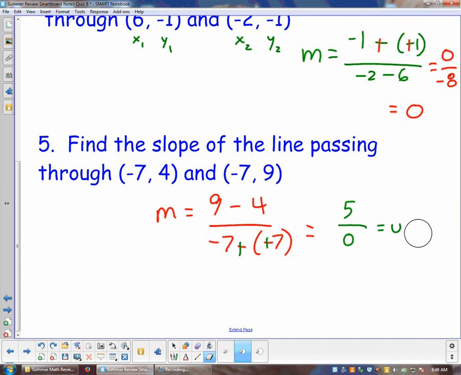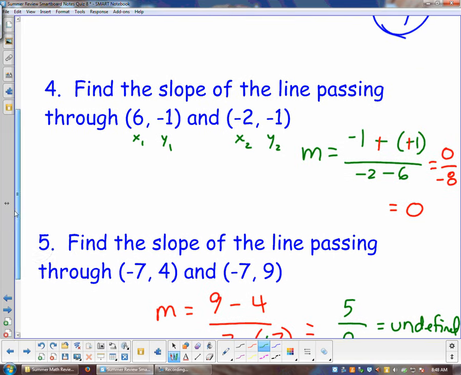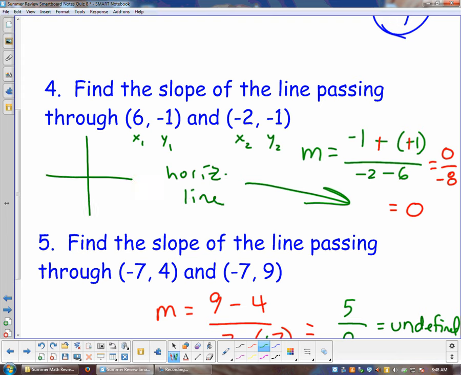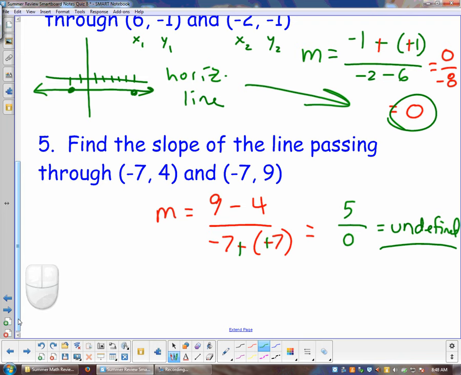Let me try and write that a little bit neater. Undefined. All right. And if you tried to do that on your calculator, you would get some kind of error message. All right. So just so you know, this line here, since it has a slope of 0, would be a horizontal line. All right. As we could see, if we were going to plot these points, here 6, -1 is right here, and -2, -1 is right here. So you can see those 2 points would lie on a horizontal line, and the slope would be 0.